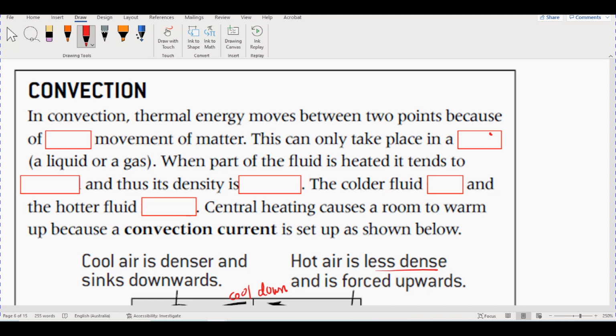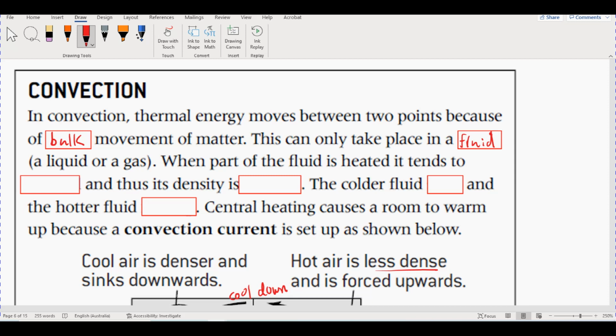In convection, thermal energy moves between two points because of the bulk movements of matter. This can only take place in a liquid or gas. What's the collective name for a liquid or gas? Fluid. In your daily life, fluid normally means liquid, but in physics it means gas as well. Why do we need fluids? Because you need that kind of bulk movement. In a solid, the particles can't be displaced.